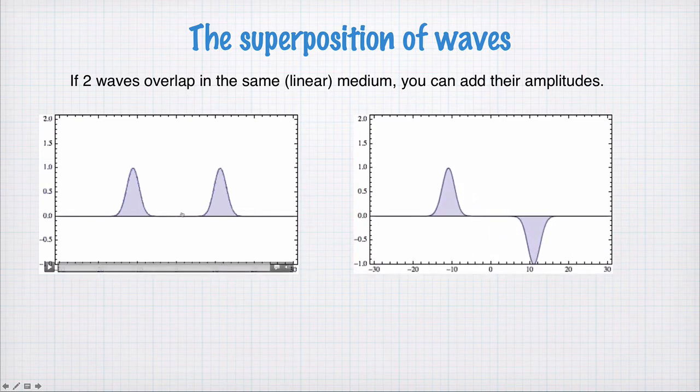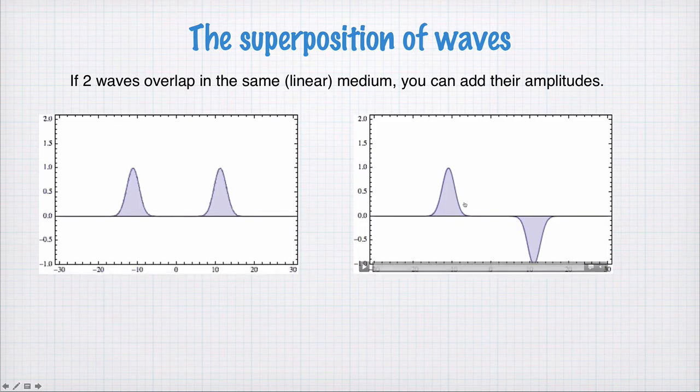So this first case we would call constructive interference because the waves add up and give you a bigger wave. In this case, we call it destructive interference because the waves destroy each other, and at least in this case, for one instant, we have an amplitude of 0.